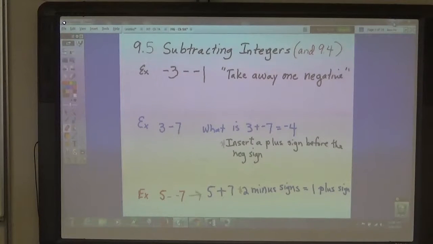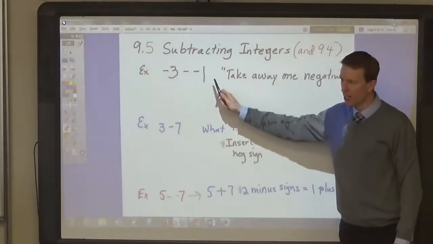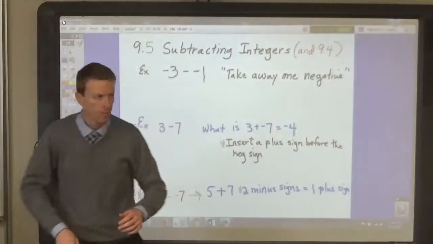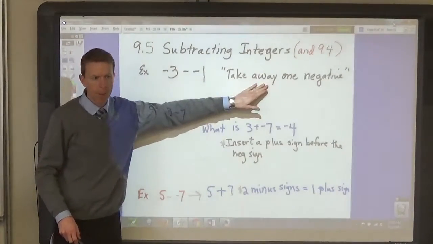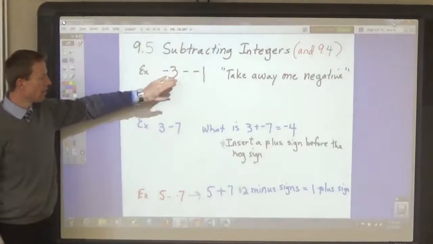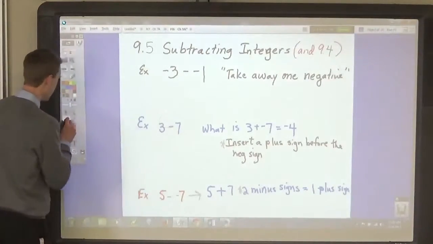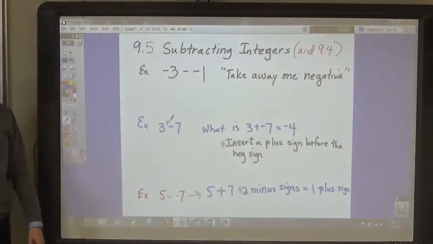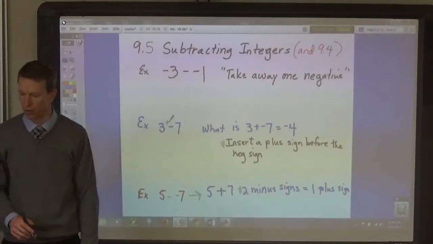Lesson 9.5, sixth graders. Subtracting integers is a lot like adding integers. We're going to talk about how adding and subtracting integers are related. Okay? Subtracting means taking away, but the easiest way to think of subtracting integers is to think of adding the negative, or changing two negatives to plus. And we're going to talk about how to do both of those today.